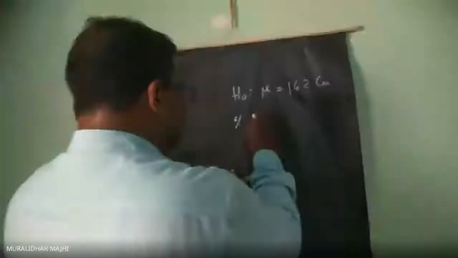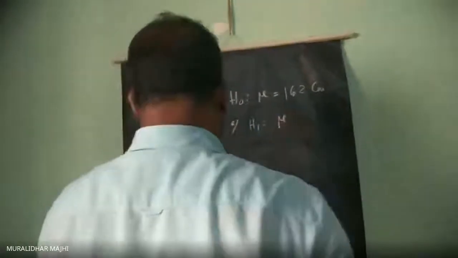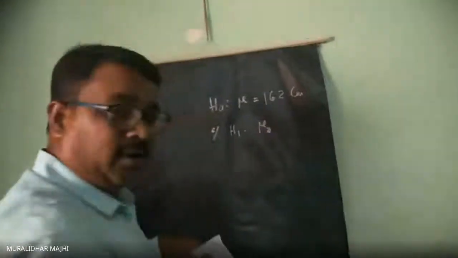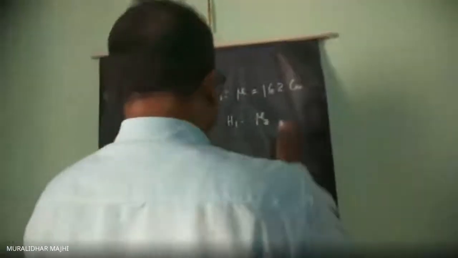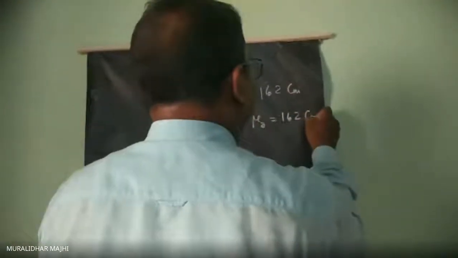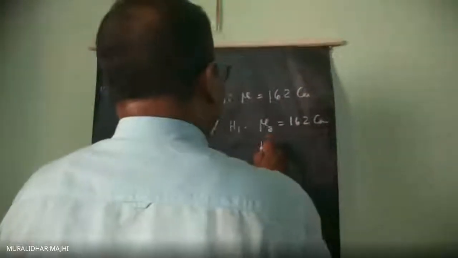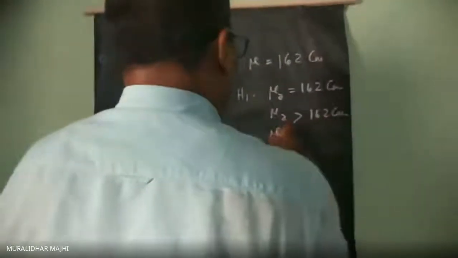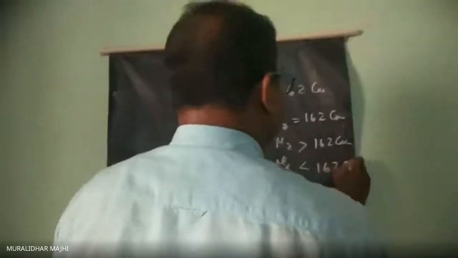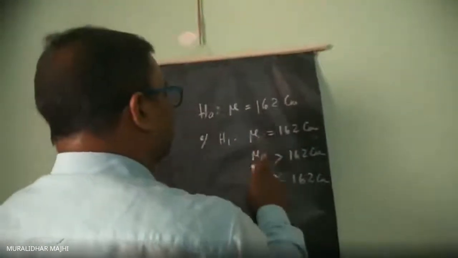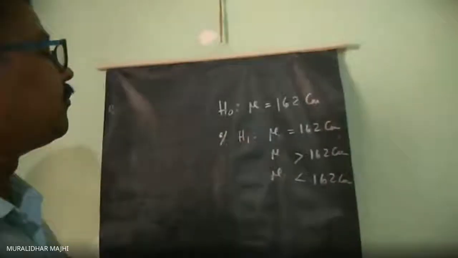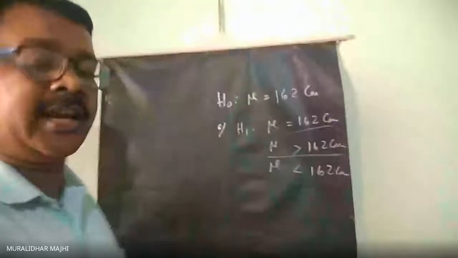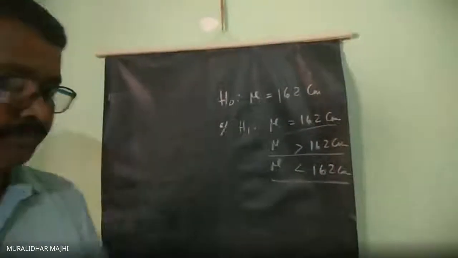Dear students, for the alternative hypothesis I can write H1, or mu A. It can be not equal to 162 cm, or it can be greater than 162 cm, or it can be less than 162 cm. Sorry, this will be mu. Okay, this is H1.